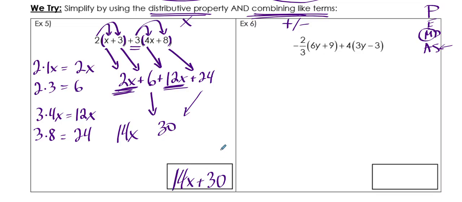This is as far as I can go, because remember, like terms have the same variables. This is a constant, this has a variable, so those are not like terms. That's as far as I can go with that. That's as simple as that gets.